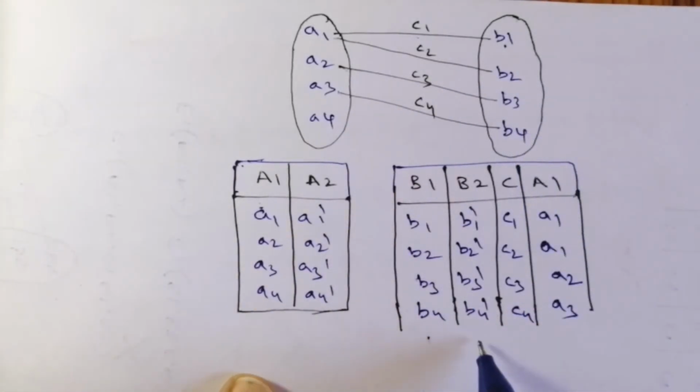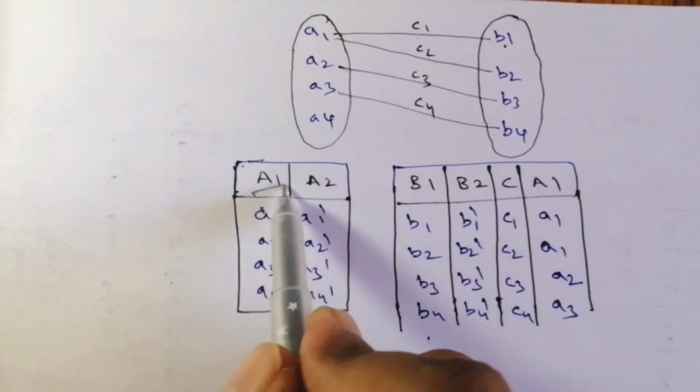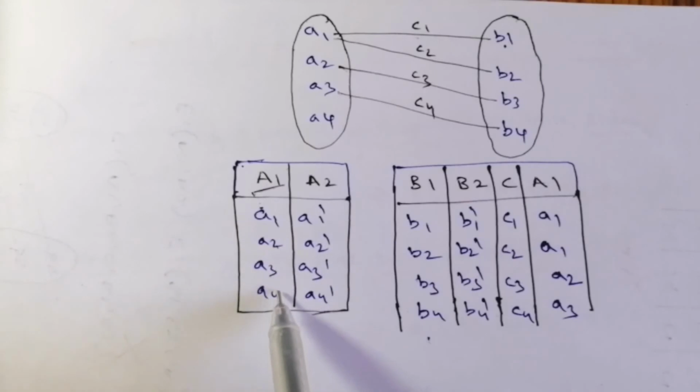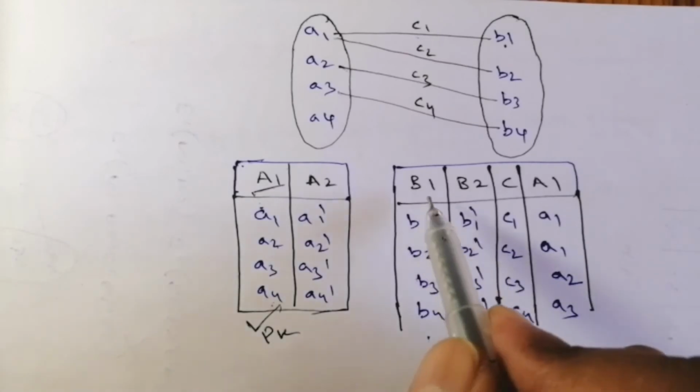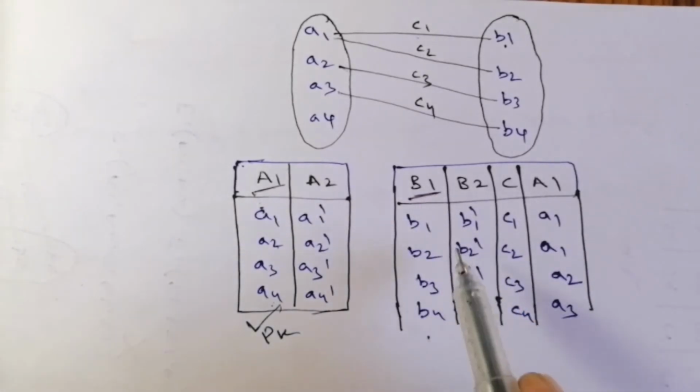Now we have to check for the primary key. If we check A1 as the primary key, all four are different and there is no null value, so it is suitable for the primary key. Now if we check another possibility, B1, B2, B3, B4, all four are different and no null value, so it is also suitable for the primary key.